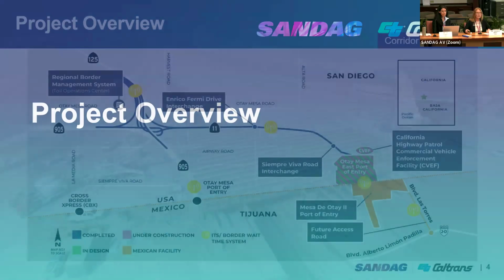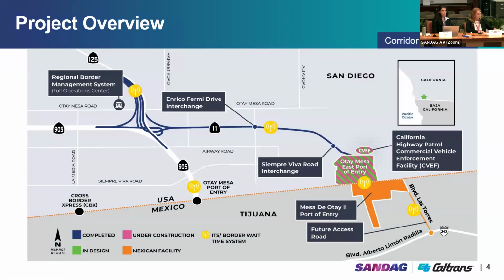We'll start with a brief project overview. As many of you recall, the SR11 Otay Mesa East Port of Entry project is a corridor project consisting of a highway, a new freeway, State Route 11, about 2.5 miles, a state-of-the-art border crossing, land port of entry, and commercial vehicle enforcement facility. The project has also consisted of various connectors between that new State Route 11 and the 125 and 905. What you see in blue has been constructed and open to traffic, except for the portion of State Route 11 east of Enrico Fermi.